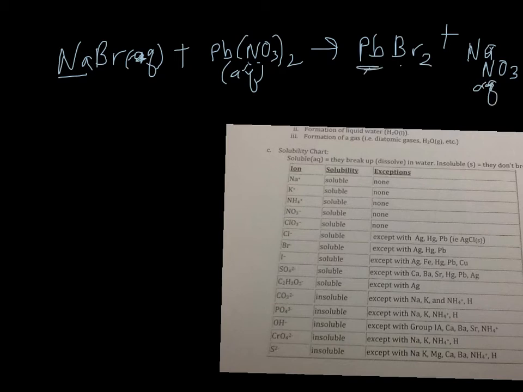Let's see about lead. Lead's not on there, but Br is. Br is soluble unless it's with lead. So that is a solid. So we get a reaction. Or you could write precipitate, or you could write a downward arrow, whatever floats your boat. And then we have to see if it's balanced. I think, again, we need a 2 in front of that, and possibly a 2 in front of this. Yep, and then it's balanced, and the reaction occurs.